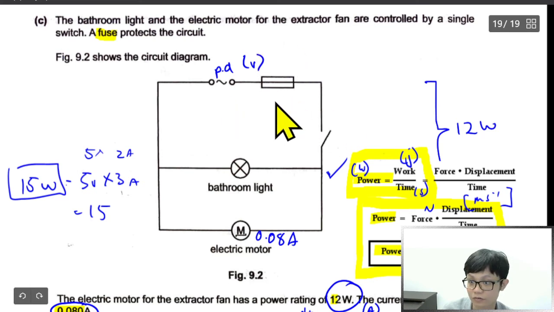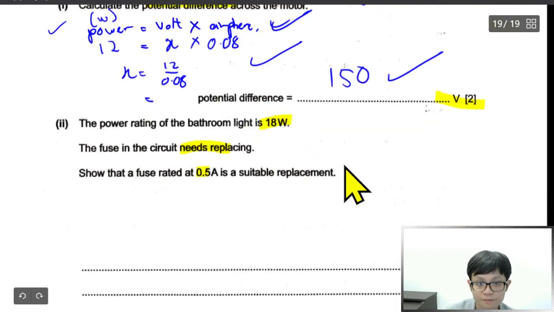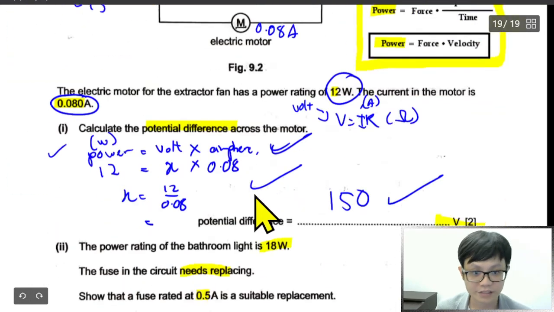This is the fuse. I thought this is the resistance. This rectangular thing. Yeah, the rectangular thing is the fuse. Okay, so let's try to do this question.